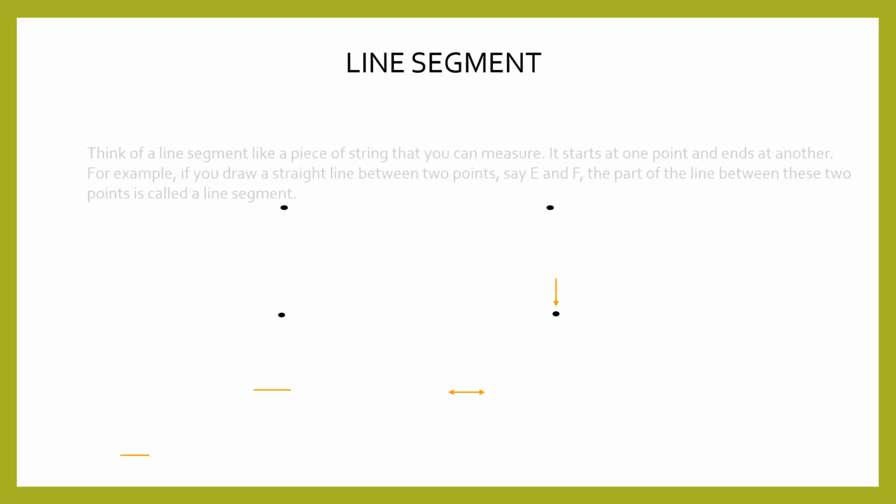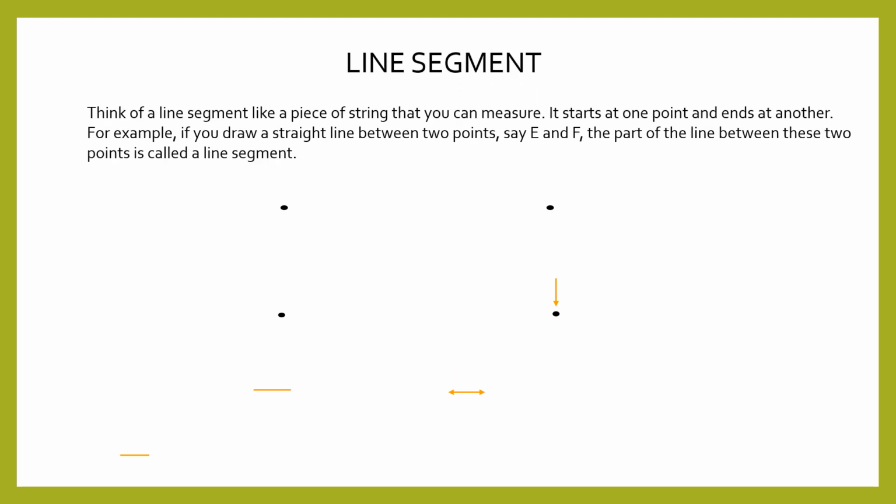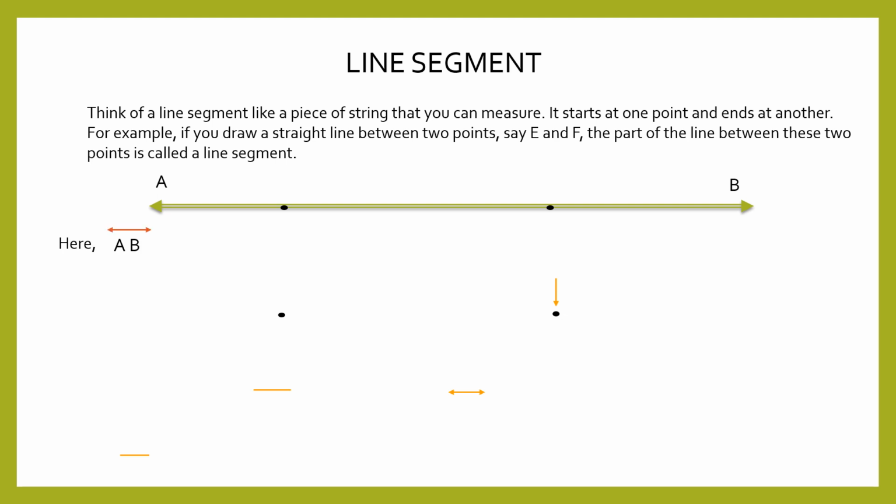Now let us understand what is a line segment. Think of a line segment like a piece of string that you can measure. It starts at one point and ends at another. For example, if you draw a straight line between 2 points, say E and F, the part of the line between these 2 points is called the line segment. In the figure below, there is a straight line AB that extends in both directions and can go on forever.